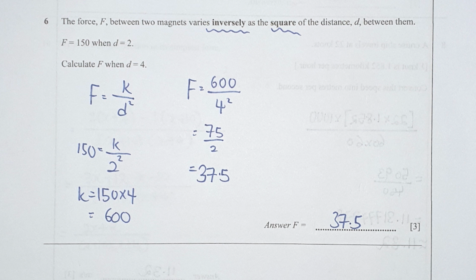For question 6, the keyword here is inversely. So we will have y equals k over x. Y here will be replaced with F, and the x here will be d squared. Substitute 150 and 2 into the respective positions. You will get k, the scale factor, as 600. F equals 600 divided by 4 squared, which is 37.5.